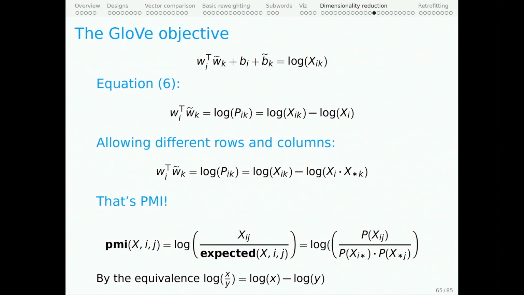If you allow that the rows and the columns might be different, and in fact they construct matrices where the rows and the columns are different, and you might do that as well, then you would want to factor in the column probability. And that's what I've done down here. So now you have the log of the co-occurrence minus the log of the product of the row and the column probabilities. And that is something that you've seen before. That is PMI, just by the equivalence given down here.